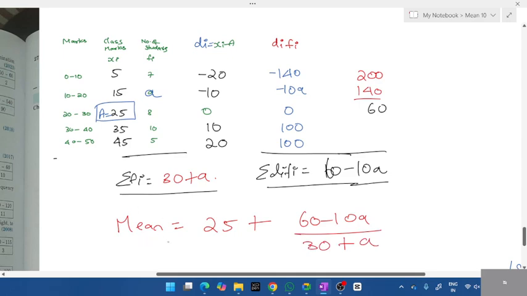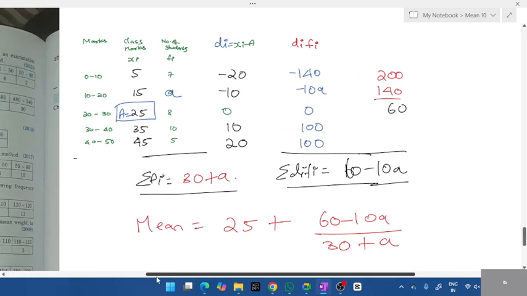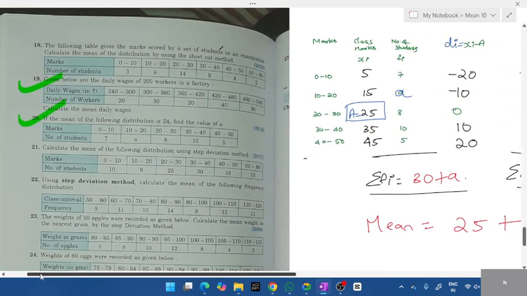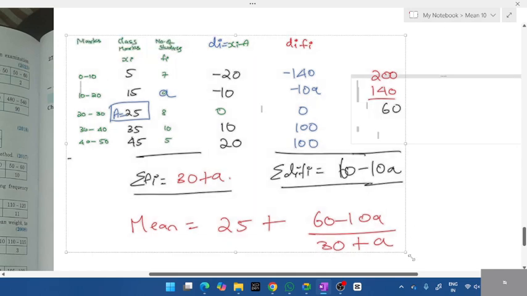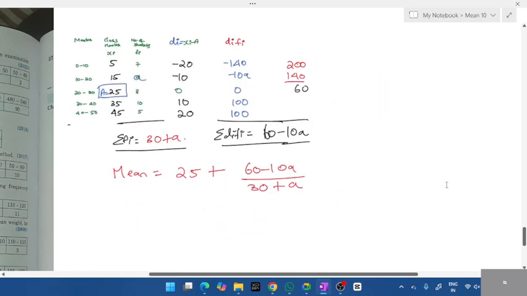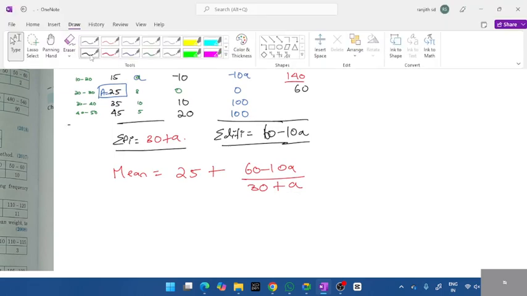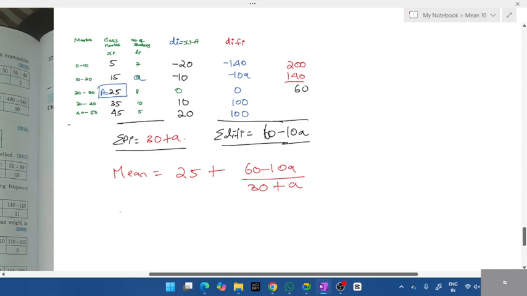If A is missing here, which value is given? All of you will answer this. If A is missing, mean value. Yes. Check the question. What is the mean value given? 24. See, 24. Don't take LCM. After this, I will tell you all the calculation. There's only one question given, so concentrate here. 24 is given. 24 is equals to 25 plus 60 minus 10A divided by 30 plus A.